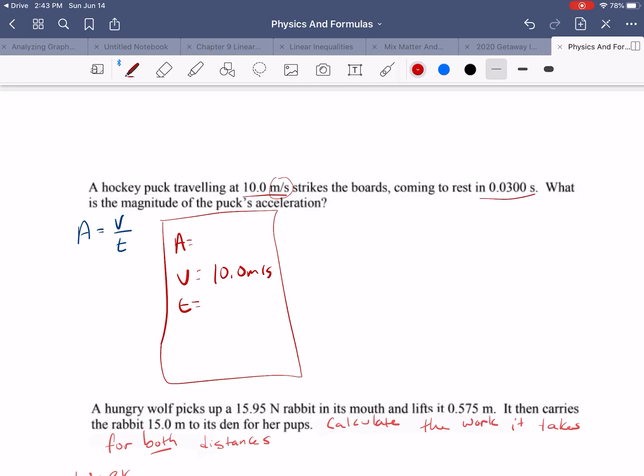Coming to rest in 0.0300 seconds. I know that's time. And then what's the magnitude of the puck's acceleration? So what's that acceleration? Okay, cool. So let's get her done.